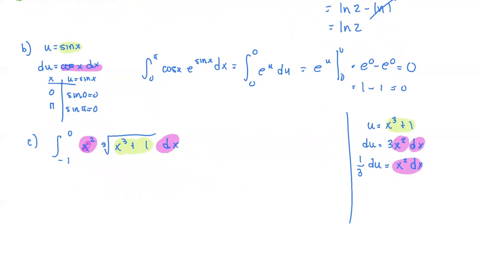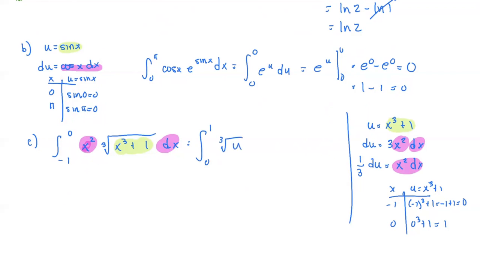And now my domain, okay, x is going from -1 to 0. Here it's going to be x cubed plus 1. So this is going to be -1 cubed plus 1, which is -1 plus 1, which is 0. And then 0 cubed plus 1 is just 1. So then my definite integral goes from 0 to 1. That's my new domain. It's going to be the cube root of u.